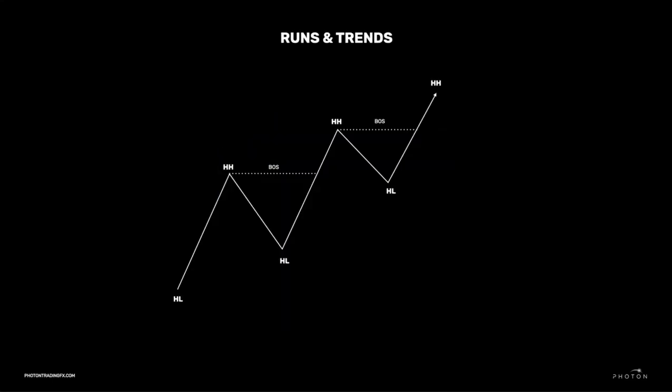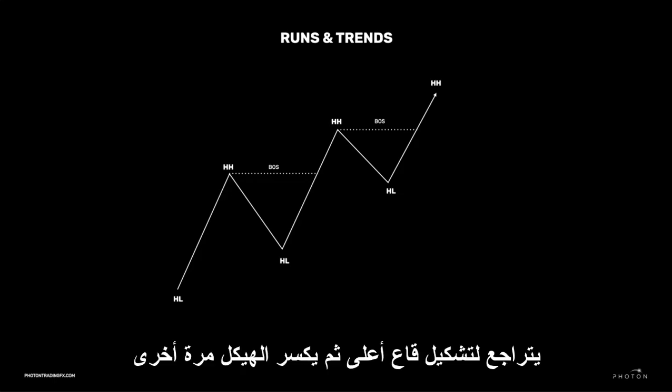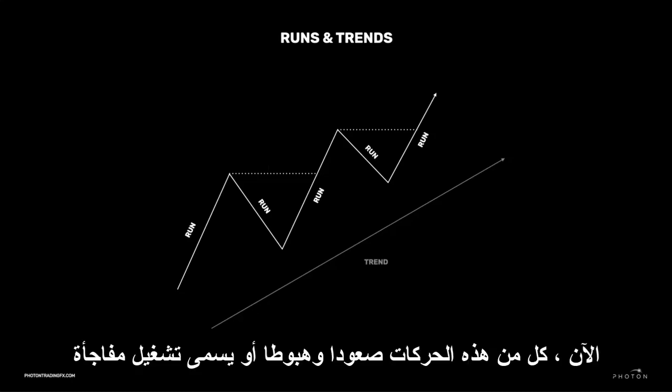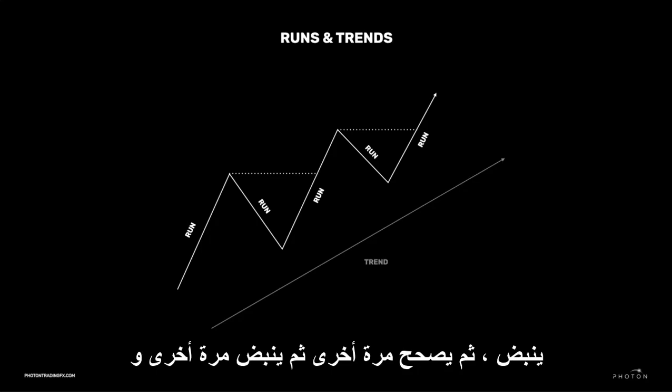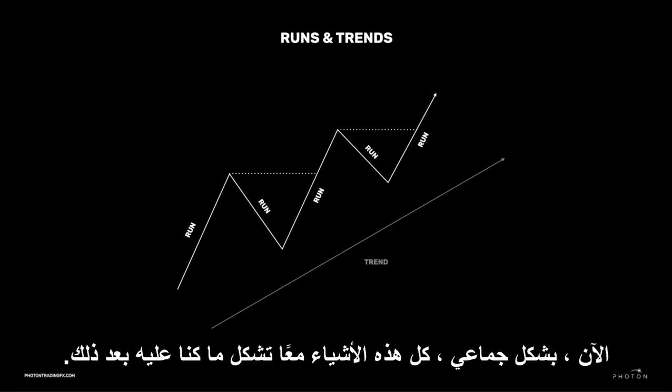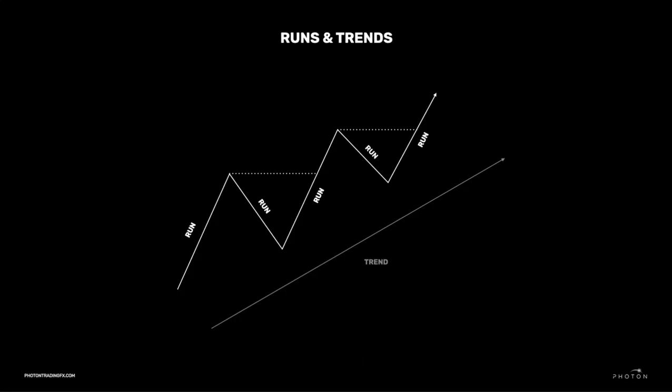So when price is trending, and we've seen this a million times now, in this case a bullish trend, price moves up, it pulls back to form a higher low, and then it breaks structure again to the upside to form a higher high, and so on. Each of these movements up and down are called runs. So price impulses up, then it corrects back, then impulses up again, and then it retraces back, right? That is the heartbeat of the market. Collectively, all of these runs together make up what we then call a trend.